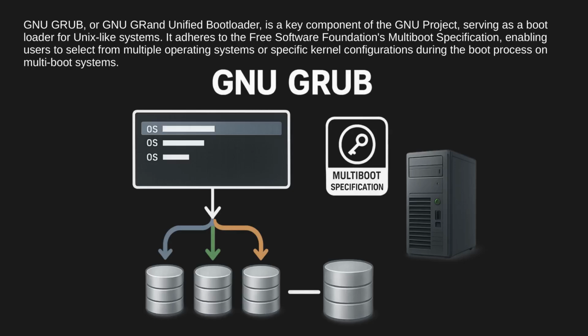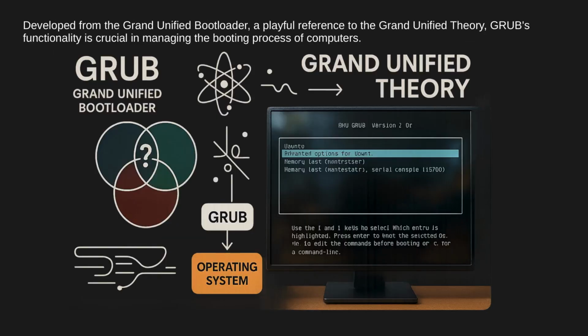GNU GRUB, or GNU Grand Unified Bootloader, is a key component of the GNU project, serving as a bootloader for Unix-like systems. It adheres to the Free Software Foundation's multiboot specification, enabling users to select from multiple operating systems or specific kernel configurations during the boot process on multiboot systems. Developed from the Grand Unified Bootloader, a playful reference to the Grand Unified Theory, GRUB's functionality is crucial in managing the booting process of computers.